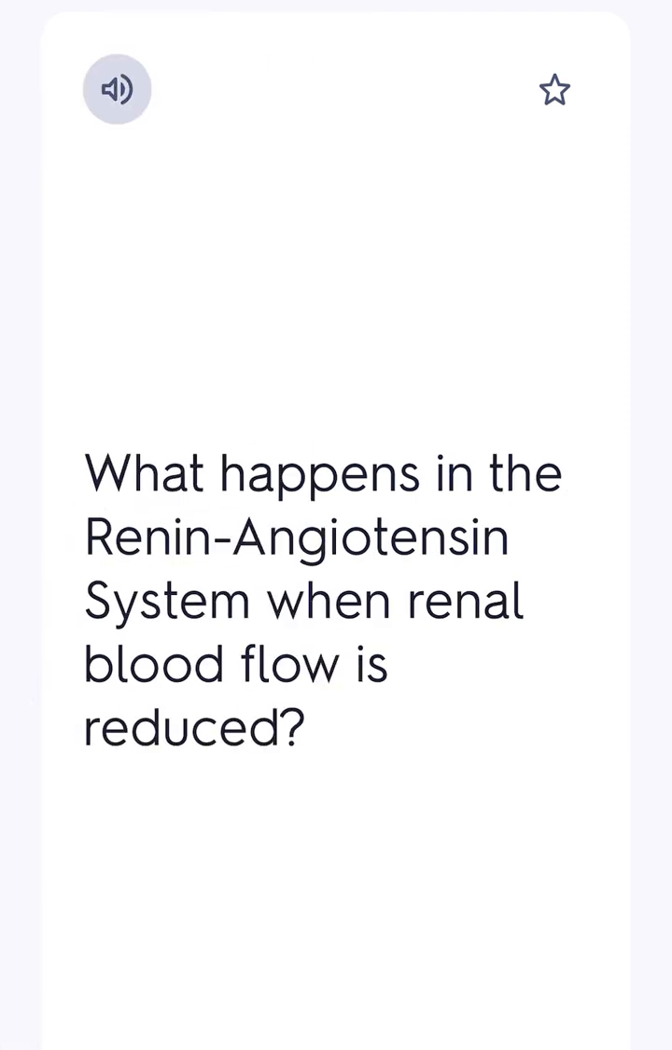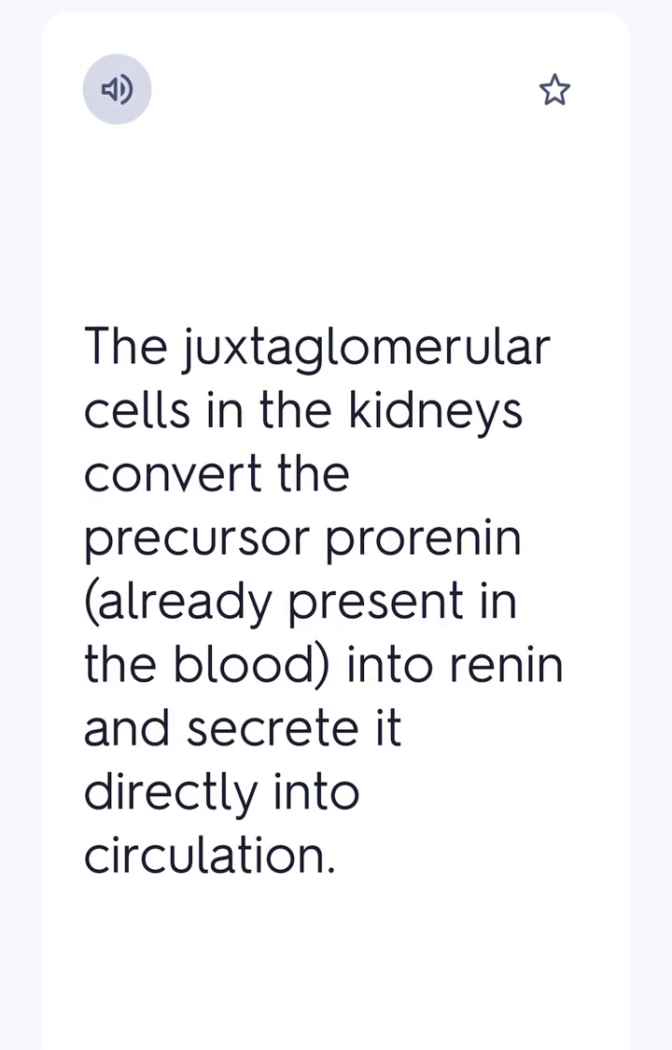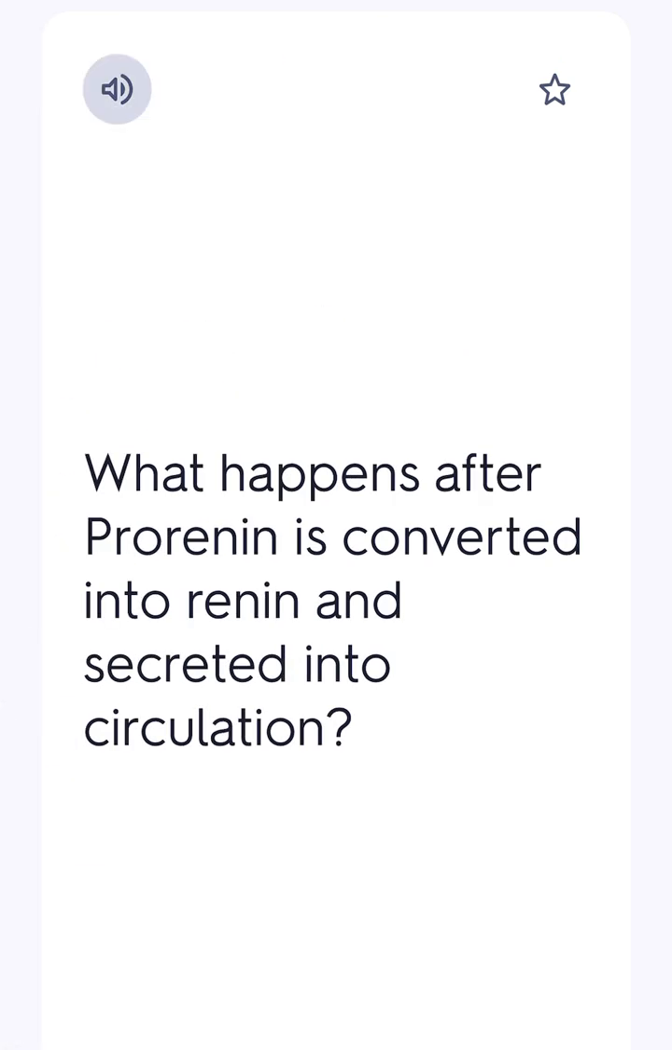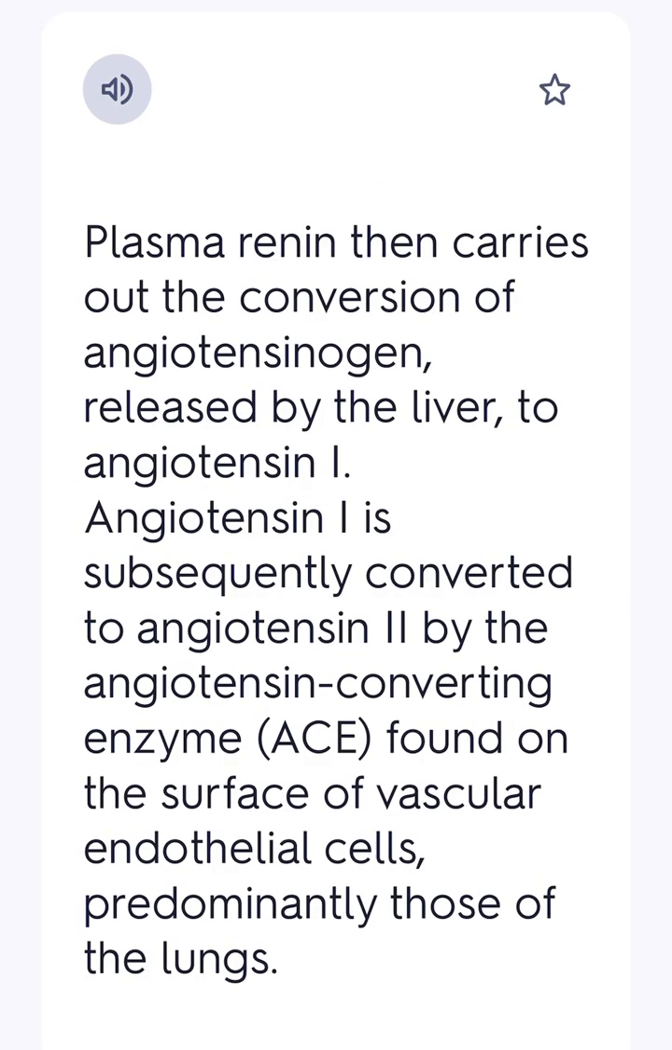What happens in the renin-angiotensin system when renal blood flow is reduced? The juxtaglomerular cells in the kidneys convert the precursor prorenin into renin, and secrete it directly into circulation. What happens after prorenin is converted into renin, and secreted into circulation? Plasma renin then carries out the conversion of angiotensinogen, released by the liver, to angiotensin I. Angiotensin I is subsequently converted to angiotensin II by the angiotensin-converting enzyme found on the surface of vascular endothelial cells, predominantly those of the lungs.